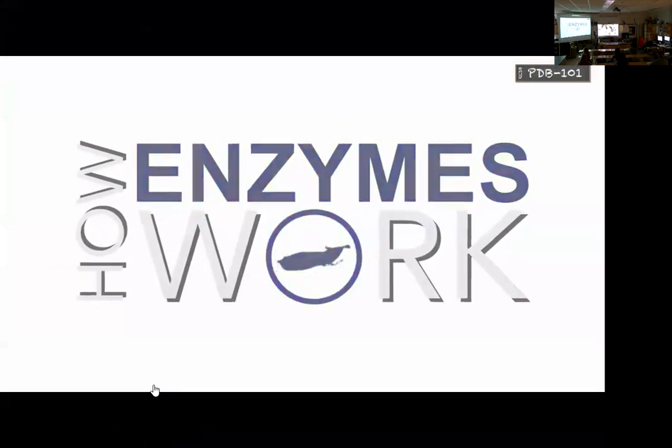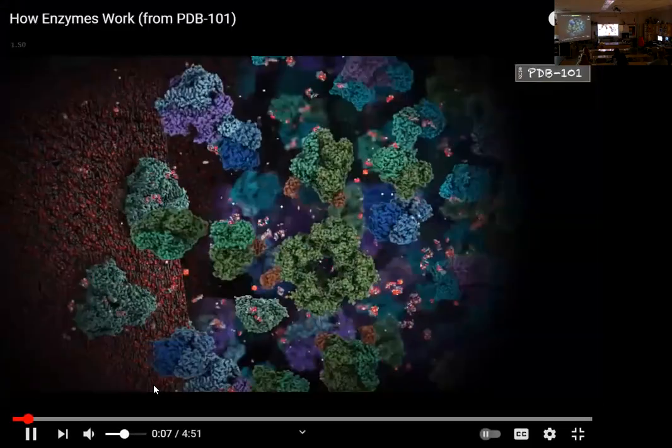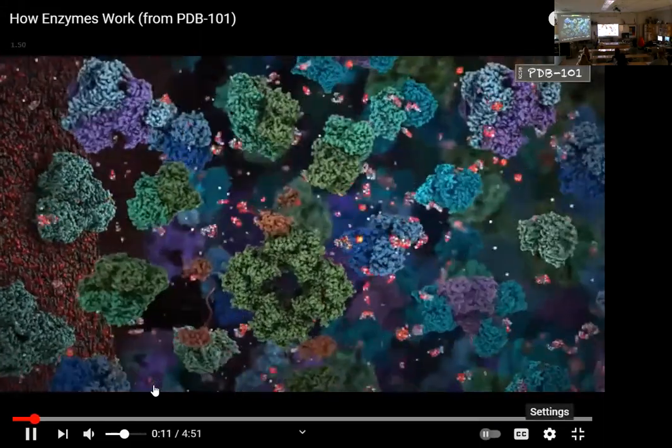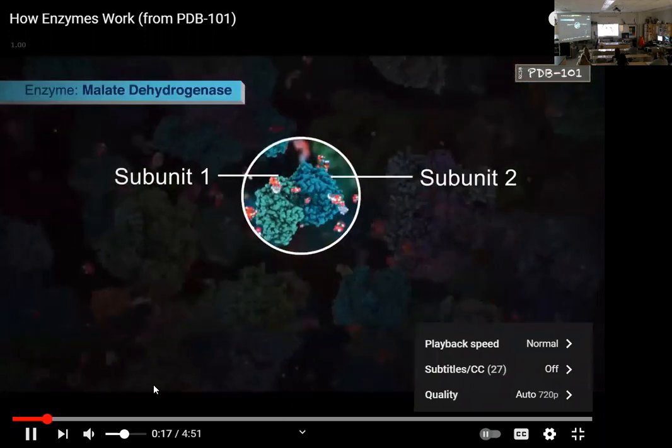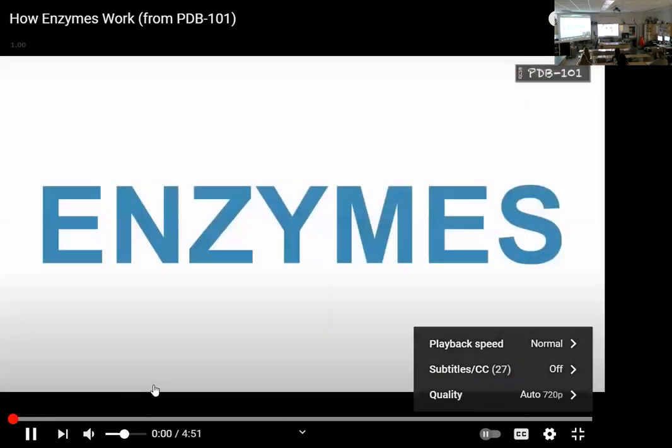Every single second, inside every living cell, thousands of chemical reactions are taking place. These reactions are performed by enzymes. An enzyme is a protein that catalyzes a chemical reaction.